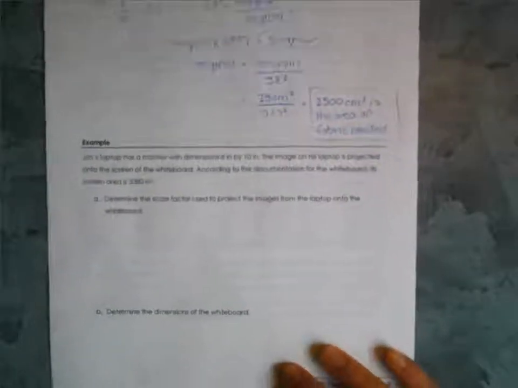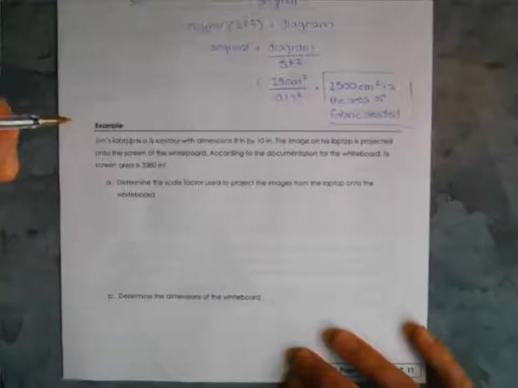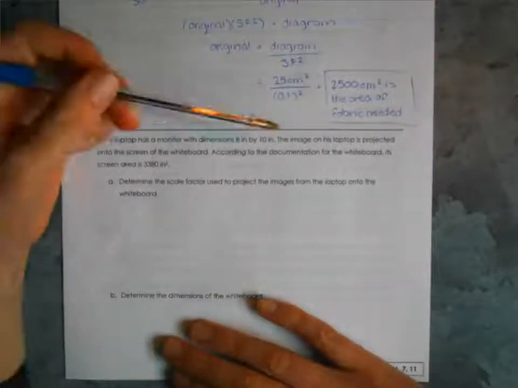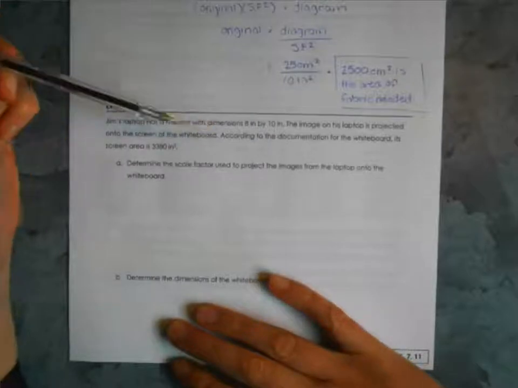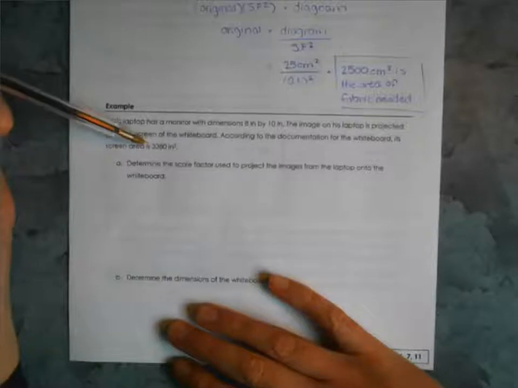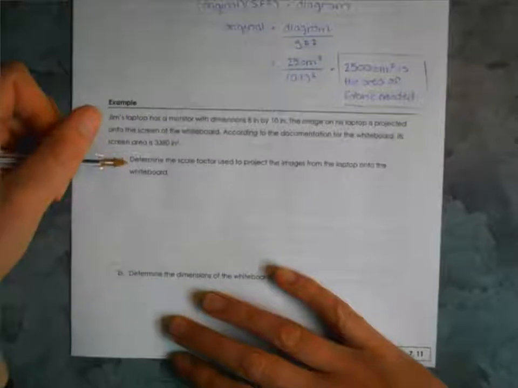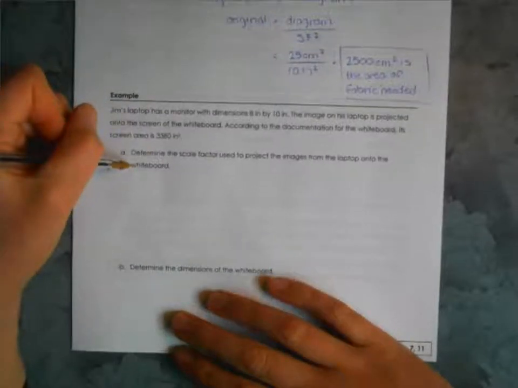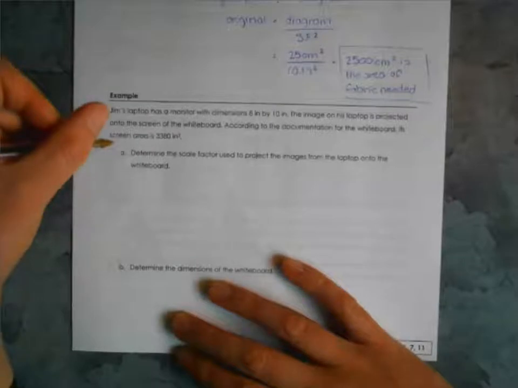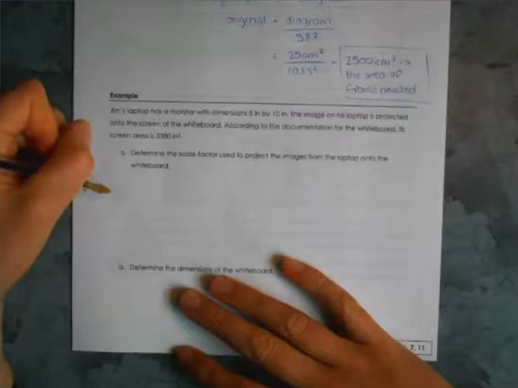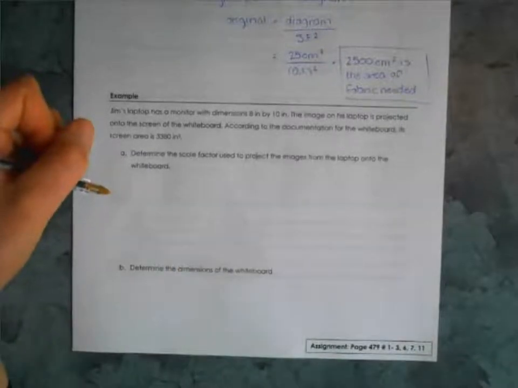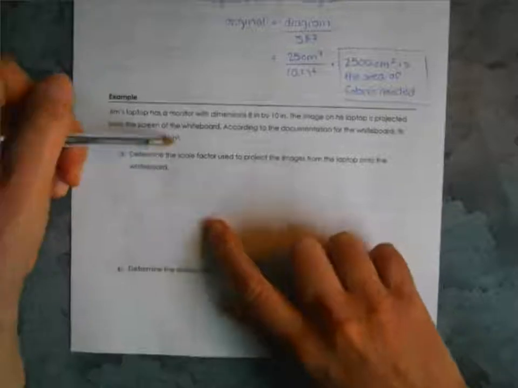All right, let's look at one more example of this. So Jim's laptop has a monitor with dimensions 8 inches by 10 inches. The image on his laptop is projected onto the screen of the whiteboard. According to the documentation for the whiteboard, its screen area is 3,380 inches squared. So the first thing that we need to do here is determine the scale factor used to project images from the laptop onto the whiteboard. So keeping in mind that our scale factor is going to be our diagram divided by our original, and in this case the whiteboard is basically our diagram.